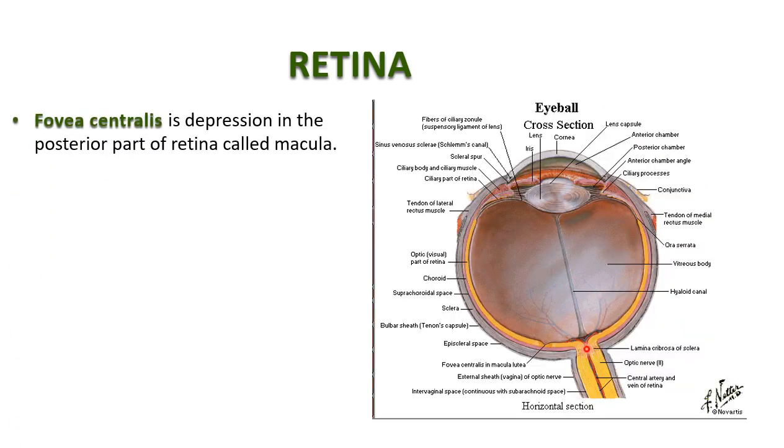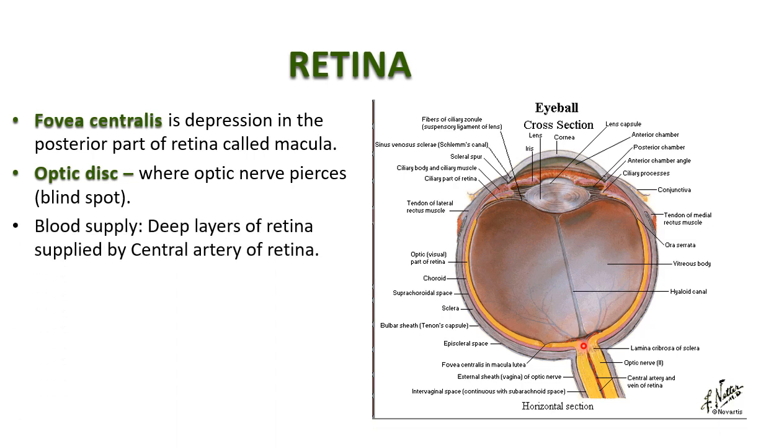So the fovea centralis is a depression in the posterior part of the retina. From here to the anterior pole is your visual axis. In the fovea centralis the rods are absent and only the cones are present. It is also called the macula lutea, the yellow spot. And more medial to it is the optic disc, where the optic nerve pierces. Here rods and cones are absent and it is also called the blind spot.